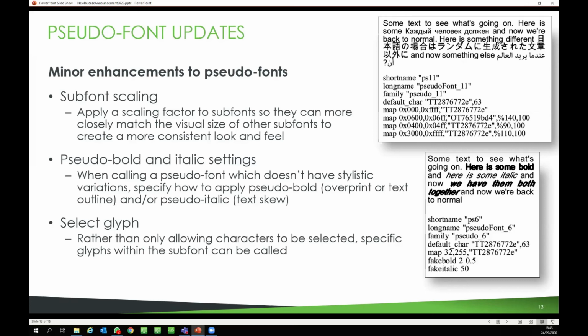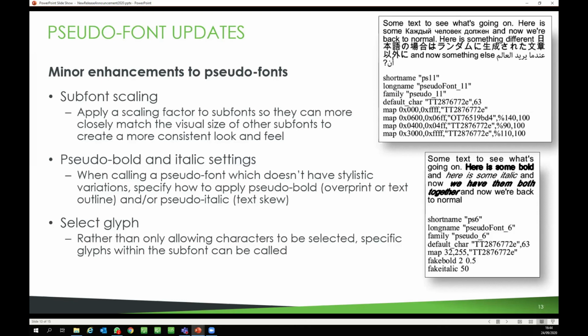Okay, so you can see here there's this %140, 100, so that's scaling it vertically by 140% and keeping the horizontal scaling at 100%. So now when you're creating your pseudo font, you can make them look like they actually belong together rather than looking like it is a bunch of separate fonts joined together.